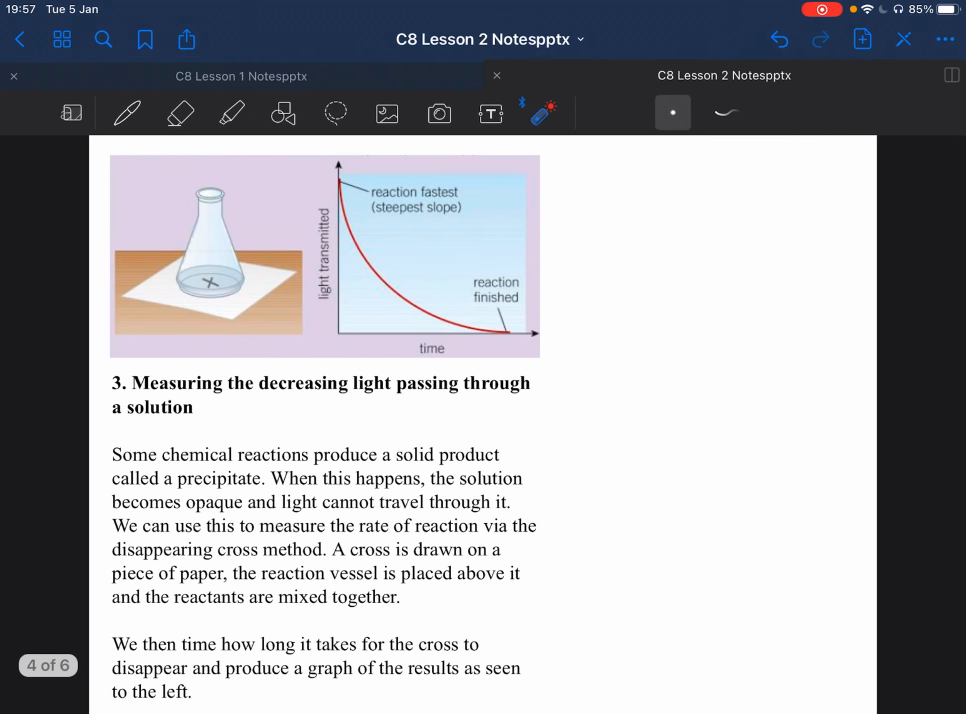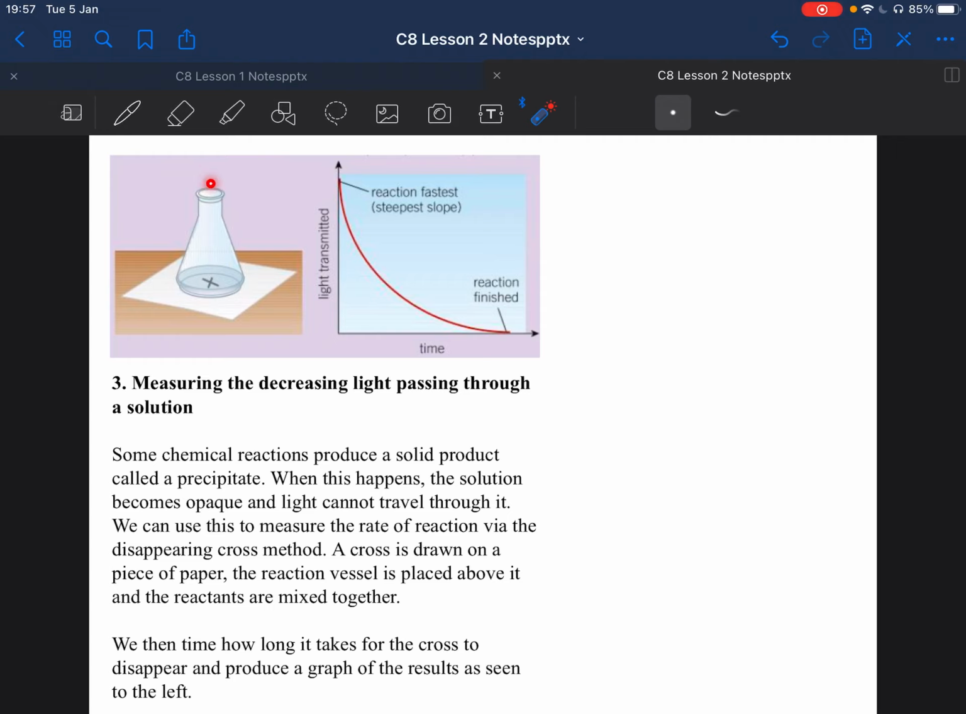Our final method that we can use is this one right here, and this is measuring the decrease of light passing through a solution. This one needs our solution to produce a solid product, and that solid product will be the precipitate that blocks the light. A good example of this that comes up quite often in exams is the reaction between sodium thiosulfate and hydrochloric acid. You would draw a cross on a piece of paper and sit your reaction vessel on the cross. You would put one of your reactants in the vessel and then add the other one, starting a timer and giving it a swirl.